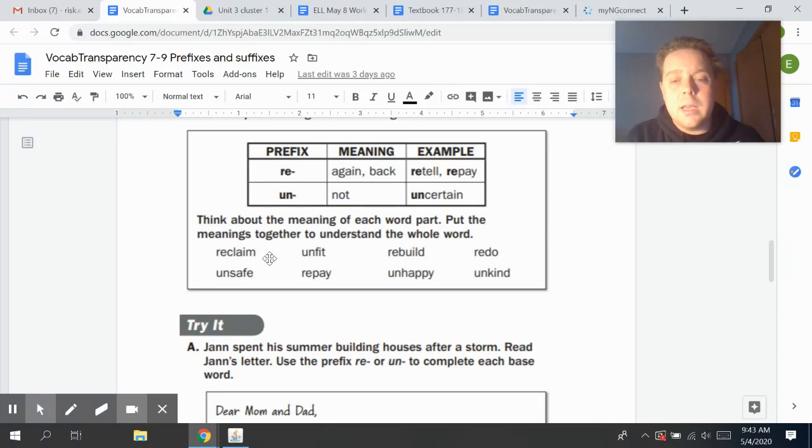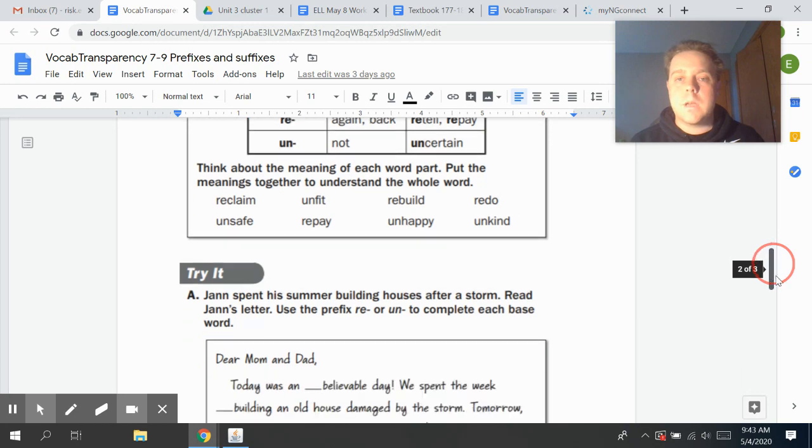Repay, to pay again. Rebuild, to build again. So let's say your house gets hit by a storm or a tornado or something like that. You might rebuild the house. Redo means to do again. Okay.